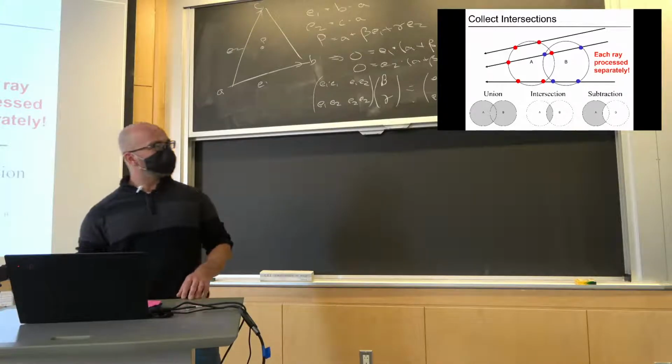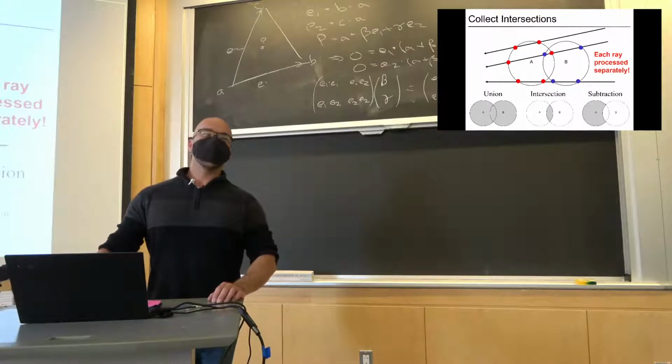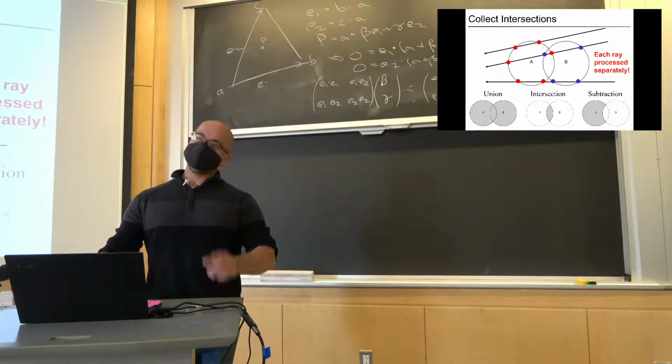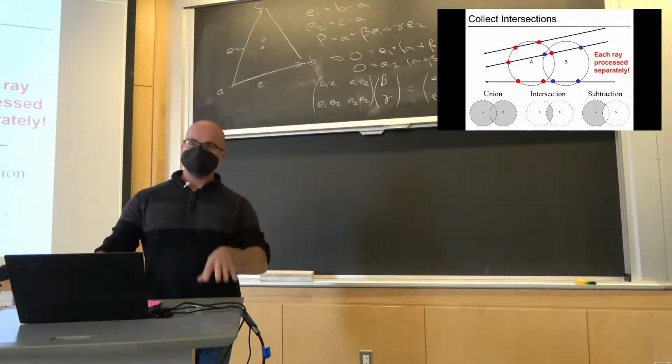Okay, so I think we're onto something, but let's see if we can refine it a little bit. You have to look at the order of the intersections. Yeah, that sounds like a great idea. In particular, is it enough to just know when a ray enters an object?